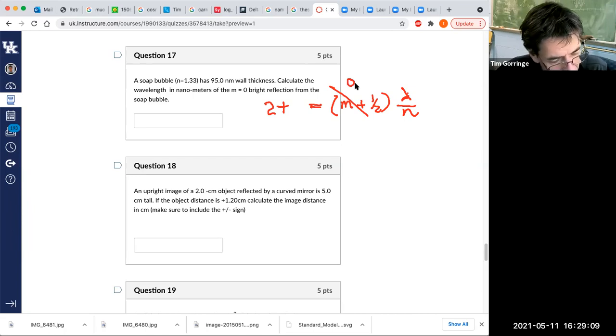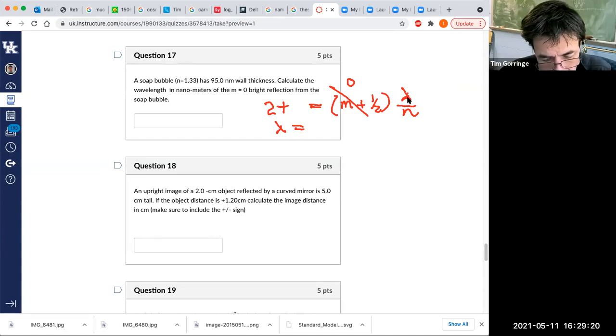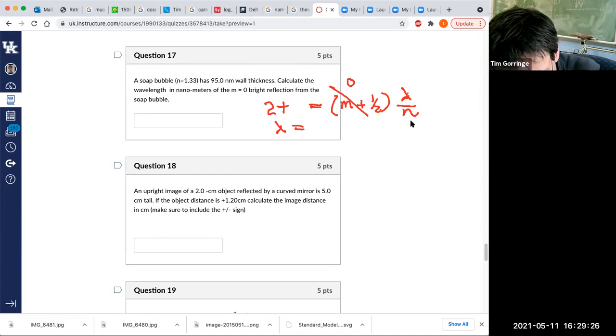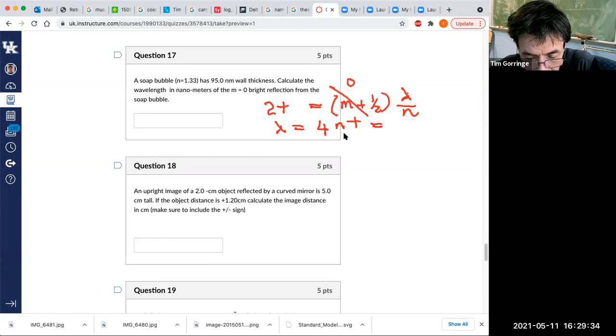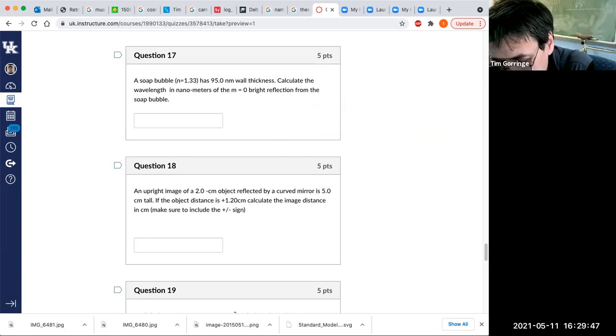And so in this particular case, if I turn the equation around, the wavelength in air of this light that is reflected strongly is going to be equal to 4nt. And we know n is 1.33. We know t is 95 nanometers. I just got to plug them in and multiply by 4. And if I do that, I got 505 nanometers. And so that's the wavelength of light that's strongly reflected.